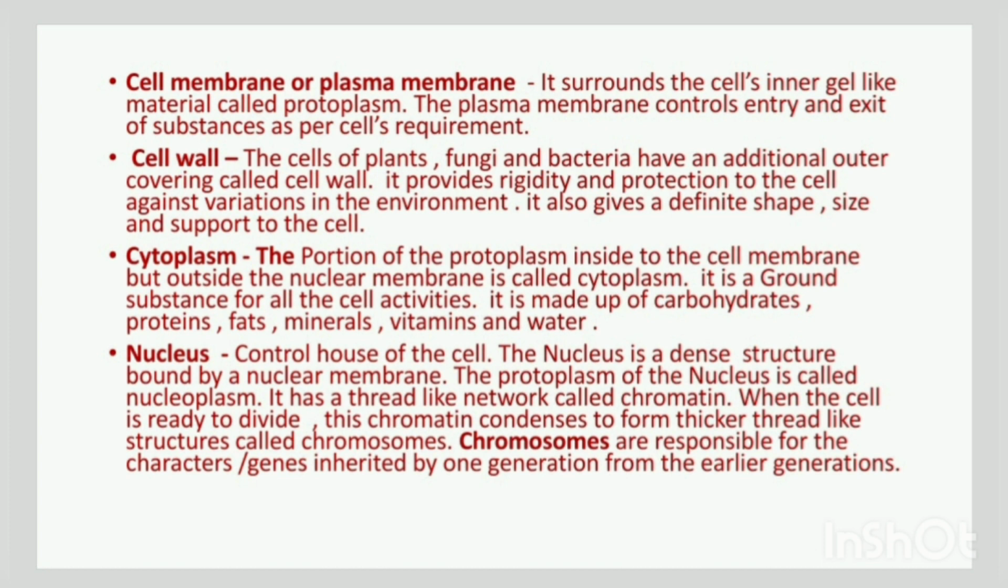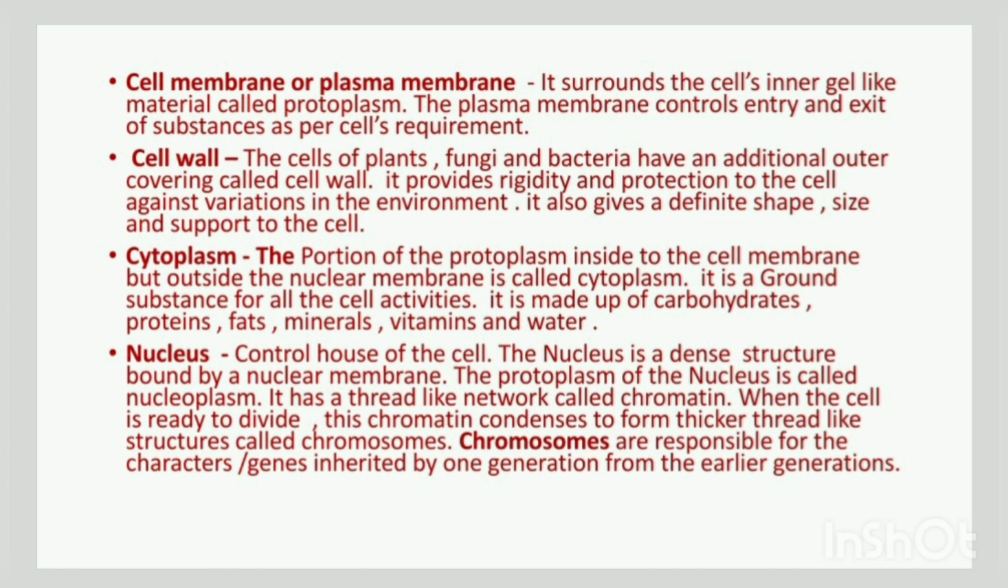These chromosomes are structures which we can see in the cell only during the process of cell division. They are responsible for the characters, or genes, inherited by one generation from the earlier generation. So these chromosomes carry the genes from one generation to the next generation. So this is all about the main parts of the typical cell.